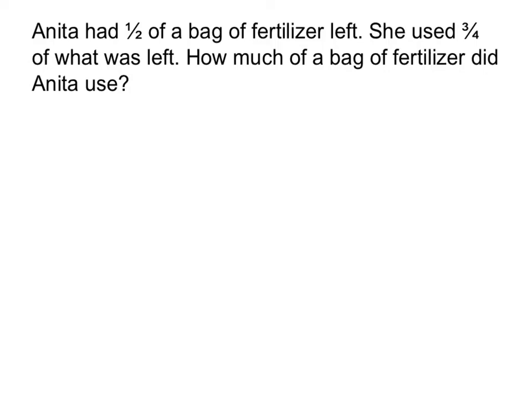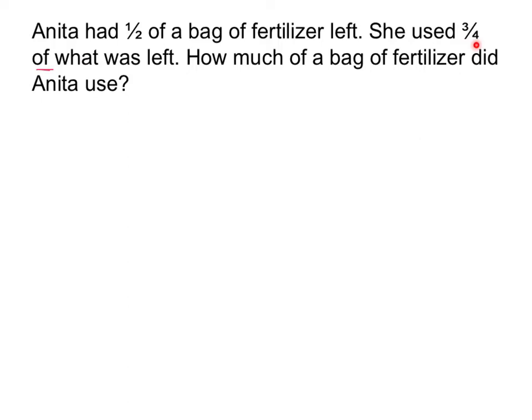So Anita had half a bag of fertilizer left. She then used 3/4 of what was left. How much of a bag of fertilizer did Anita use? Okay. So we see we start off with half a bag of fertilizer, and then we use 3/4 of what was left. Now this keyword here, of, is a keyword indicating multiplying. And so that's an indication that maybe we should multiply. Specifically, maybe we should multiply a half times 3/4.